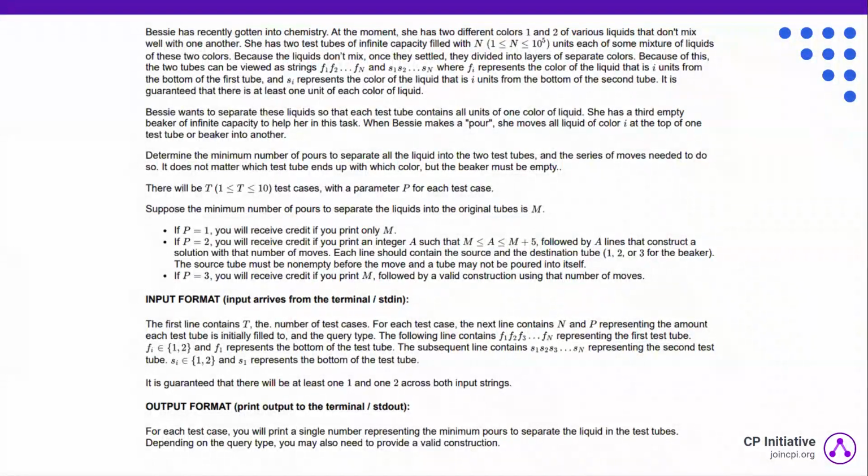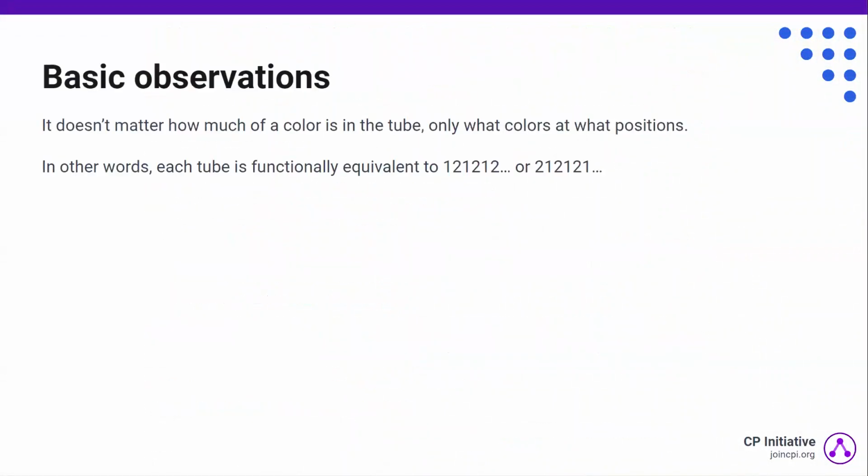Yeah, let's just jump into the solution right away. We are running a bit low on time. So a few basic observations for the sake of simplicity: it doesn't really matter how much of a color is in a row in a tube, only what color is at what positions in what order. So in other words, each tube is functionally equivalent to either 1 2 1 2 1 2 1 2 something or 2 1 2, and 2 1 2 1, and so on.